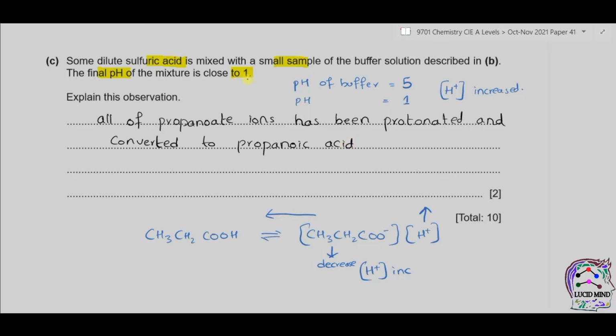For pH, we can also say that the concentration of H plus ions has increased, as now H plus ions are in excess. So this is the reason that the pH drops down to 1.